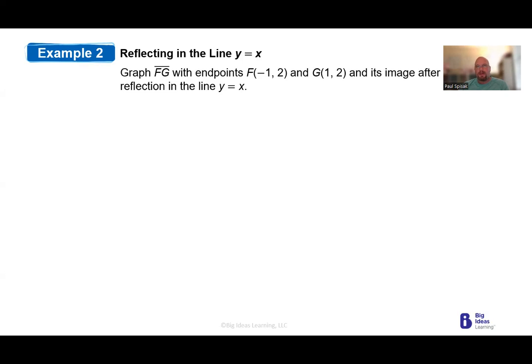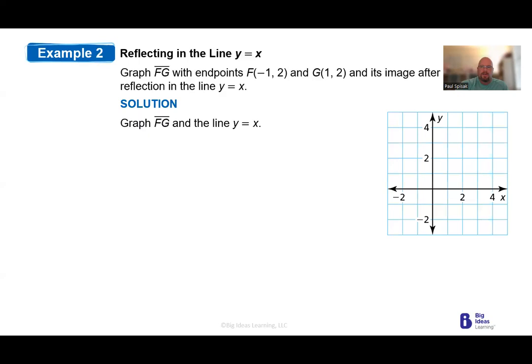So you may remember from algebra that we talked about an inverse function where x and y switch. When you reflect in the line y is equal to x, it is the inverse. So again, the x and y values are switching. So for this, we start off with our points at -1, 2, and our point at 2, 1. We have our line of reflection, which is that diagonal line with a slope of 1 going through the origin.